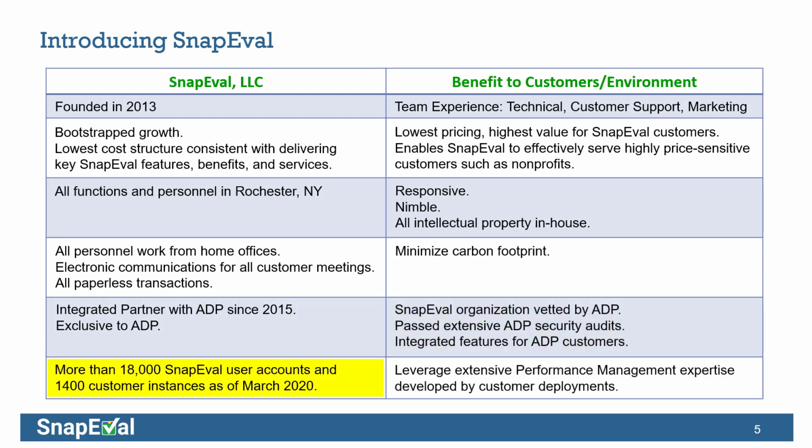To date, we have more than 18,000 SnapEval user accounts and more than 1,400 customer instances across the United States and, in fact, around the world. And because of all these engagements, we have a lot of performance management expertise that comes from our customer engagements and working closely with customers to share with new customers. So everybody benefits.